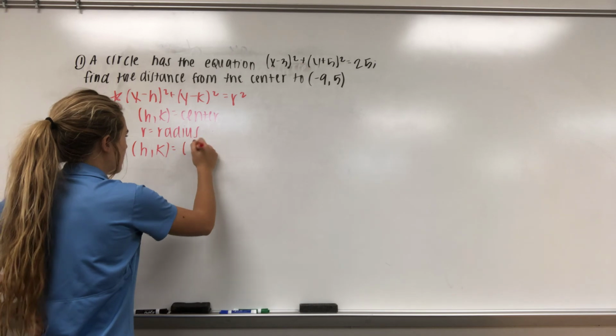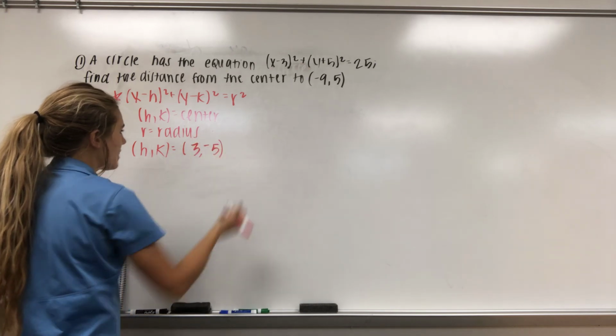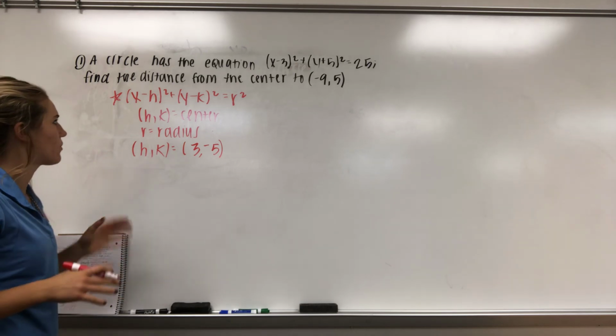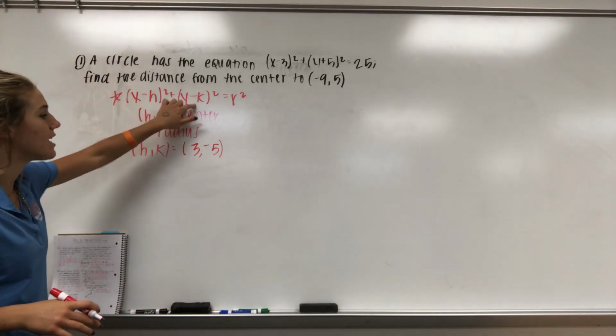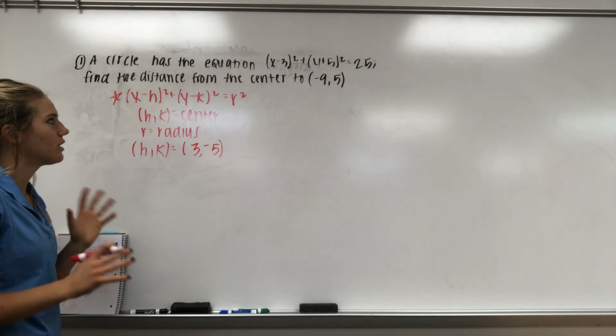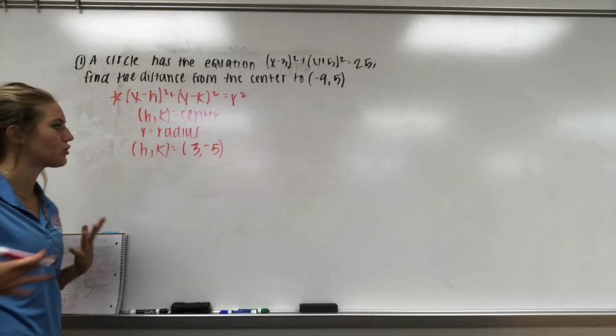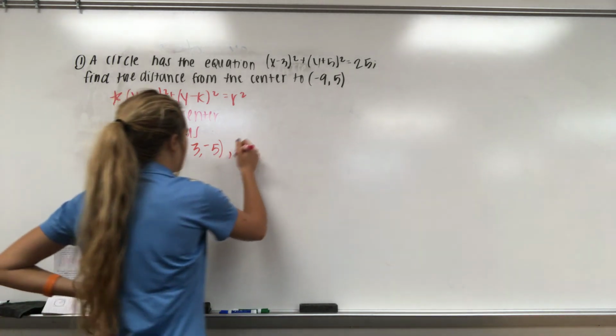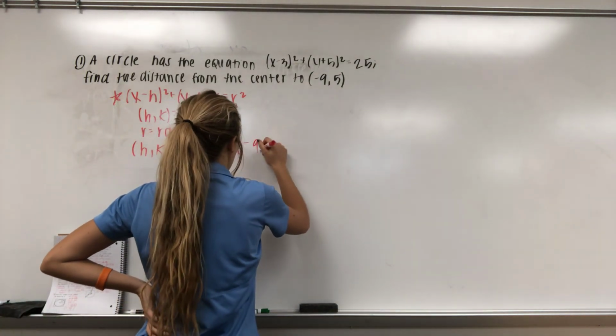We know our center is going to be (3, −5). The reason is that we have minus h and minus k here, so make sure you're keeping those negative and positive signs straight. Now we know our center, and then this is the other point that they are dealing with.